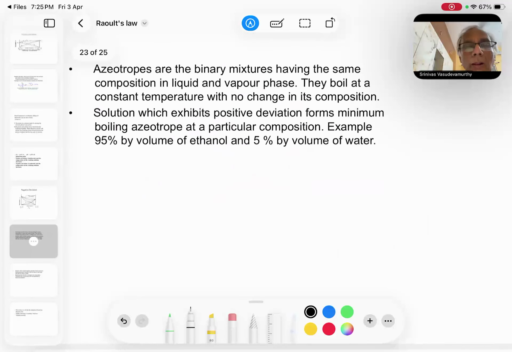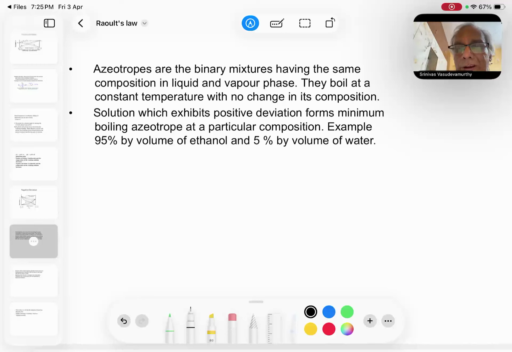Okay. Now let's see what an azeotrope is. Azeotropes are binary mixtures. That is, I'm combining two solvents to give a mixture having the same composition in liquid and vapor phase. That's called an azeotrope. They boil at a constant temperature without any change in composition.